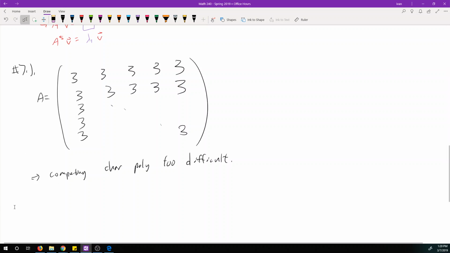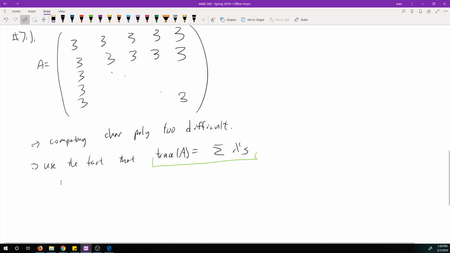So what's going to happen then is we want to use the fact that the trace of A is equal to the sum of the lambdas, and this one is the big one. I don't think we need the determinant one. So we're going to use the fact that the trace of A is equal to the sum of the eigenvalues. And this will help us find all the eigenvalues of this matrix.